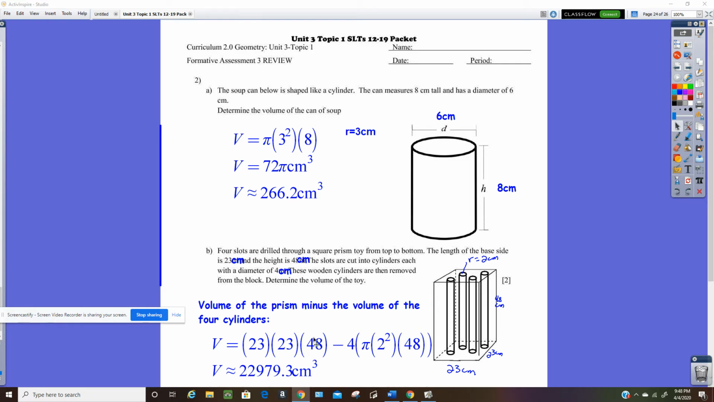So here's the volume of the prism, 23 times 23 times 48. And the volume of each cylinder is pi times 2 squared times 48. And then there's 4 of those, so you have to multiply by 4. And then subtract, and you get 22,979.3 cubic centimeters.